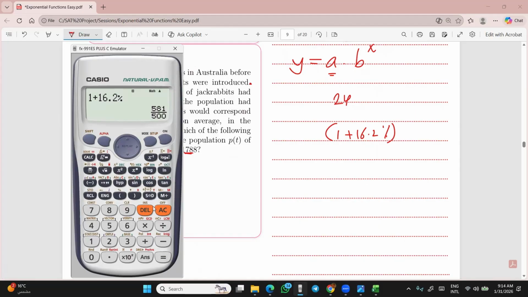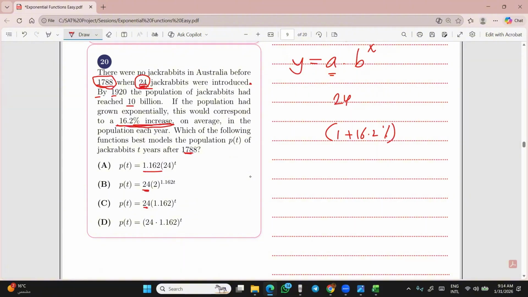And you can get the number in SD. 1.162 is given here. Okay, so that's the answer. Why not D? Because the T controls both of them here. No, of course, it should be controlling only B. The exponent T or X is always above the B, not above the A. Here, it's considered above both of them, which is incorrect.